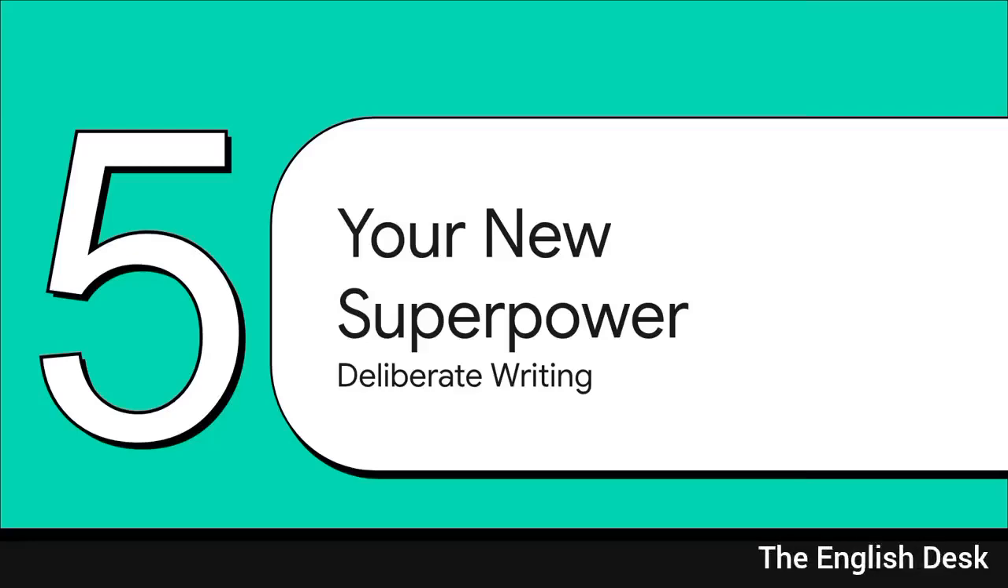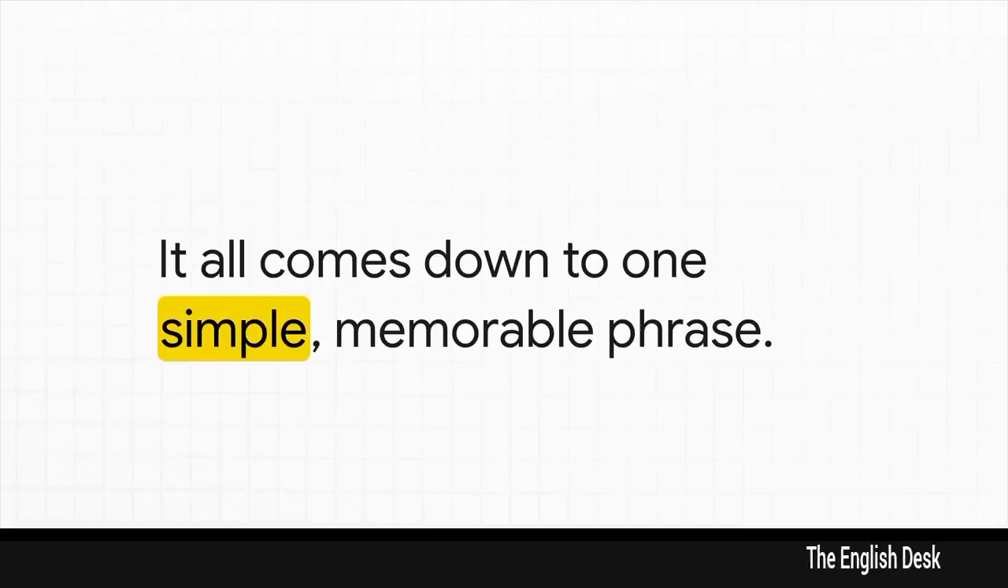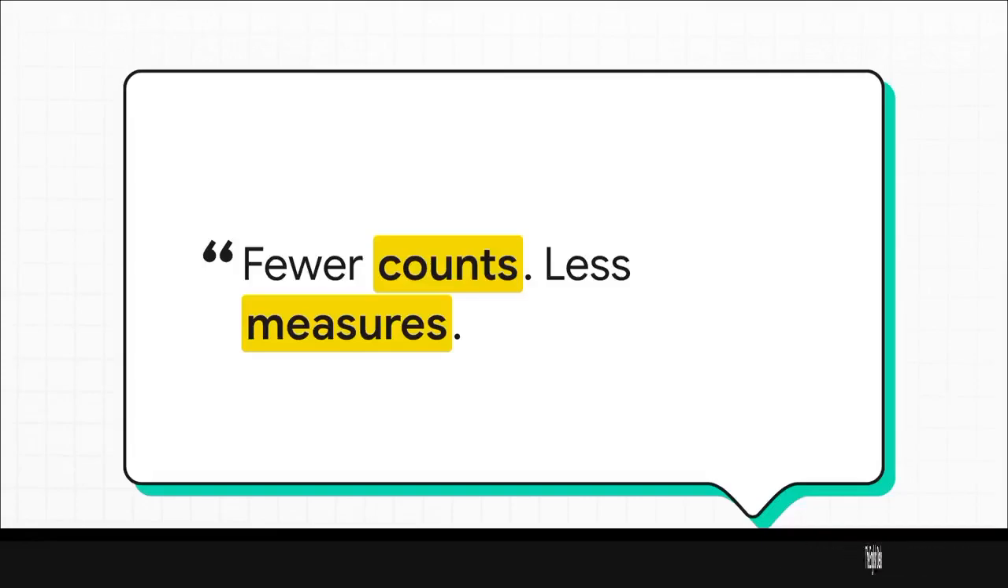See? This isn't just some boring old grammar rule. It's a tool. It's almost like a secret superpower for your writing. Getting this right sends a quiet signal to everyone who reads your work that you're a careful, deliberate writer. So let's distill everything we've talked about into one incredibly simple, really memorable phrase that you can just take with you. This is it. This is the key takeaway. Fewer counts, less measures. If you're talking about individual items you can count, use fewer. If you're talking about an amount or a volume that you measure, use less. That's it. Applying this logic just makes your writing sound so much sharper and more controlled.